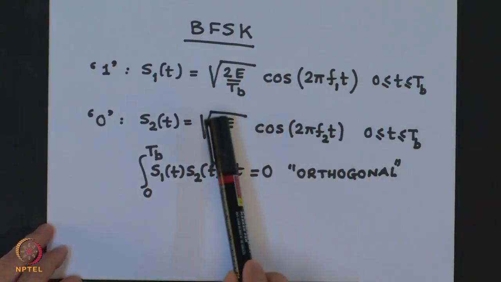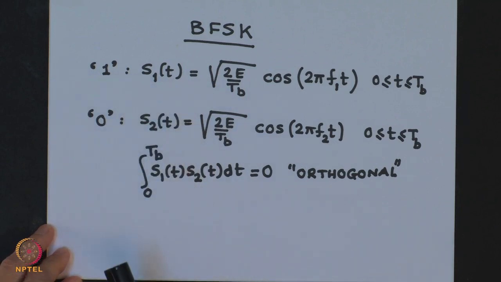We have studied how to generate binary FSK signals and also studied the optimum receiver for the same. Now, we will calculate the probability of error for this optimum receiver and also evaluate the power spectral density of the transmitted BFSK signal. So, our binary FSK signals are S1 and S2 and they are orthogonal.